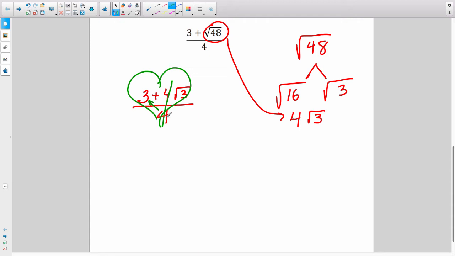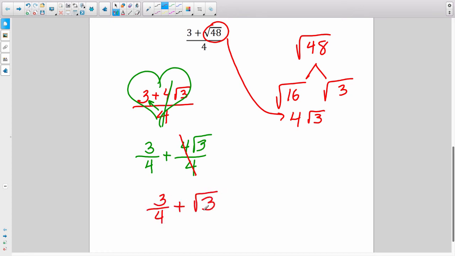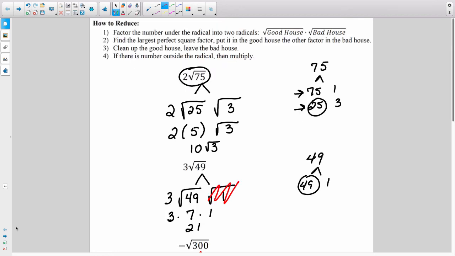So there are some things you can do if you'd like. You can break them up into 2 separate fractions. That's fine. So 3/4, that would be this one, plus 4 radical 3 over 4. Now you might agree that you can do this. Cool. Okay, so now what I'd like to do is go back and show you this really cool thing with the calculator.